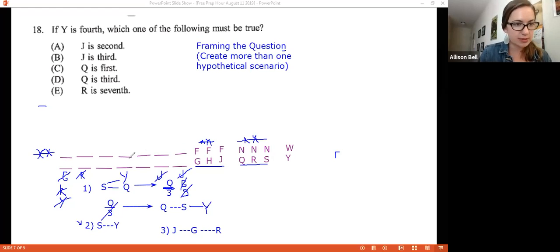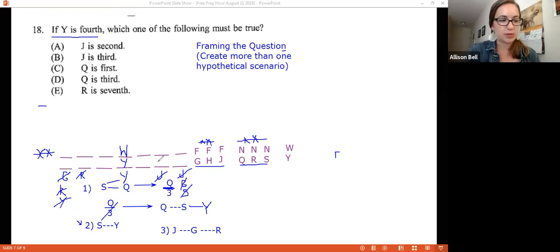So let me show you what I mean by that. I'll just kind of get you started, and then I'll give you a little more time to work. Usually with these types of questions where I'm given new information, I'm going to make a new quick diagram and add the information. So I'm going to put y in fourth. I wouldn't do this on my original diagram on the real test. And then add w there.